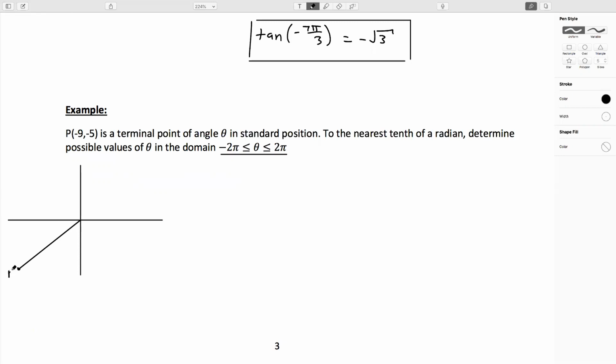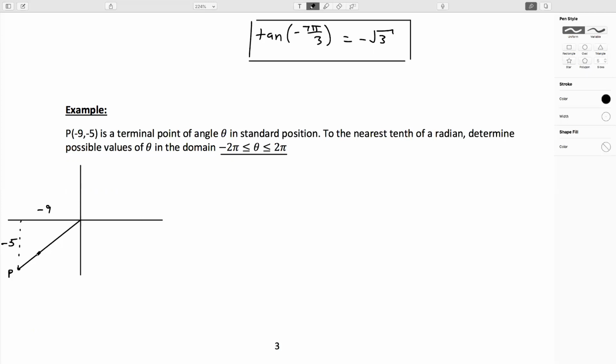Technically, this is point P right here. We will have a y value and an x value, and we can just label those. We know what those are. This is minus 9. This is minus 5. Okay? And now, we could find r, but we don't really need it. We're not doing the trig ratios. We need to find our angles.